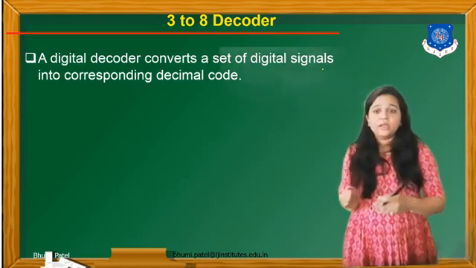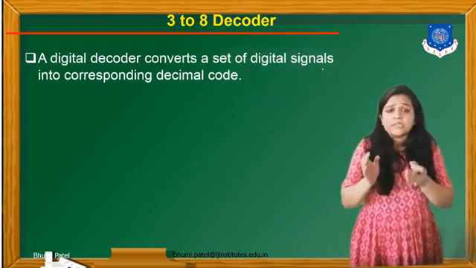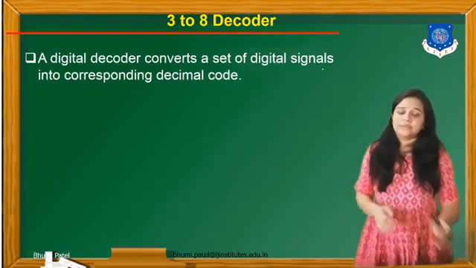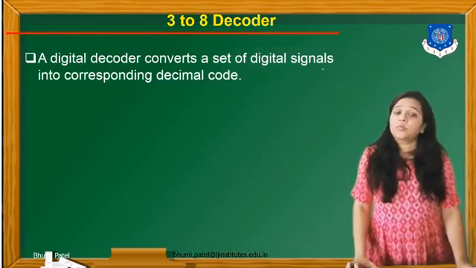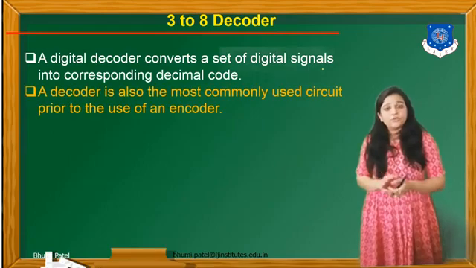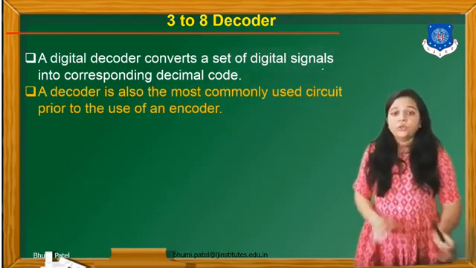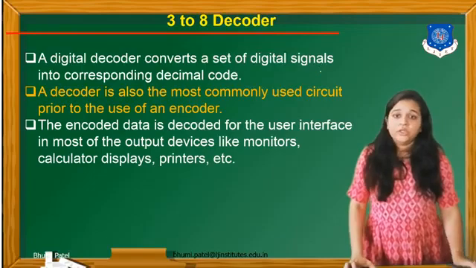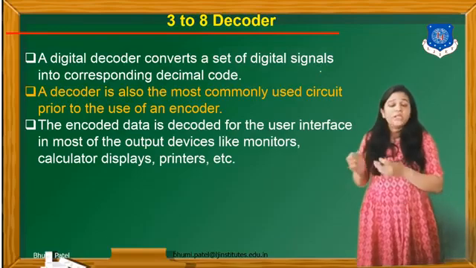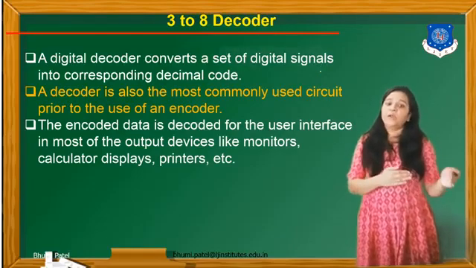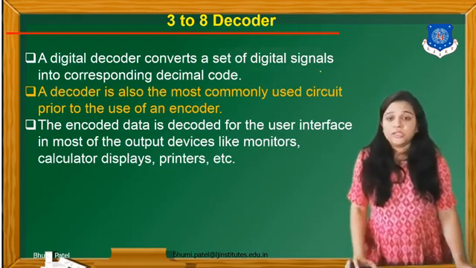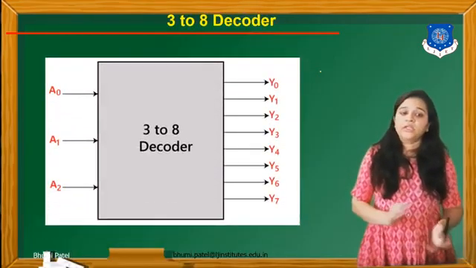Okay, a digital decoder converts a set of digital signals into the corresponding decimal code. So this is the application of the decoder. Now a decoder is also a commonly used circuit along with an encoder. So the encoded data is decoded for the user interface in most output devices like monitors, calculator displays or printers. So what is the schematic diagram of the 3 to 8 decoder?